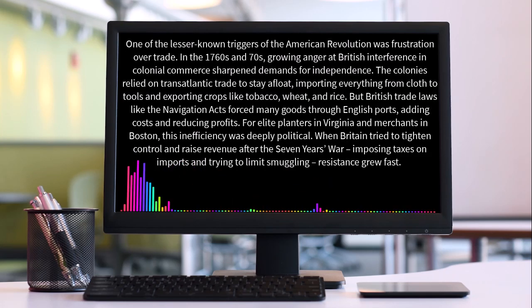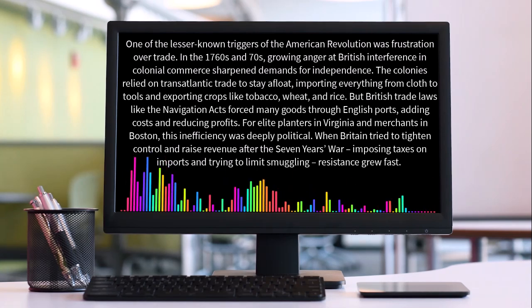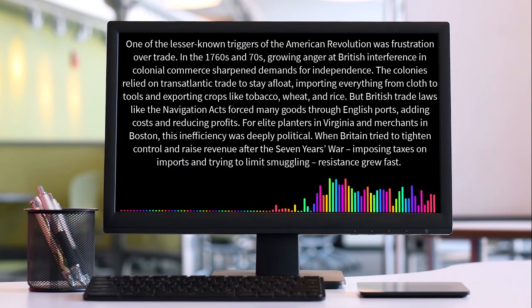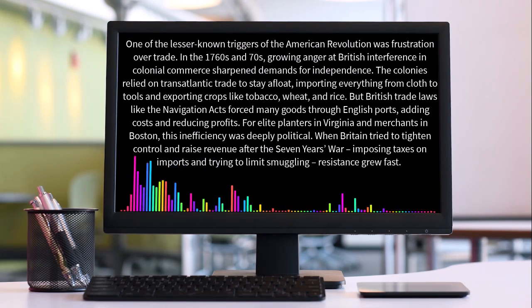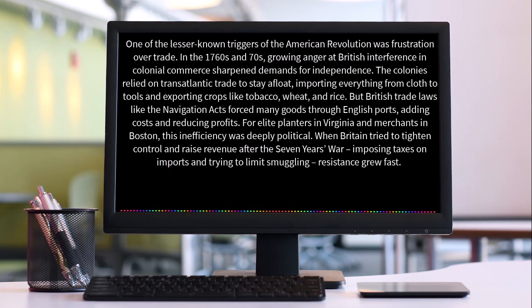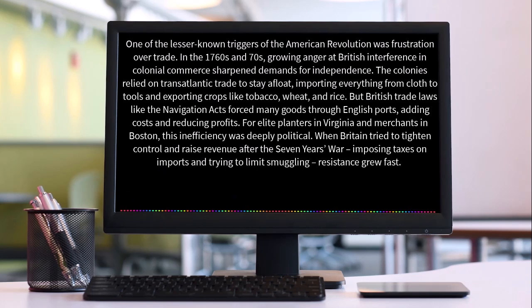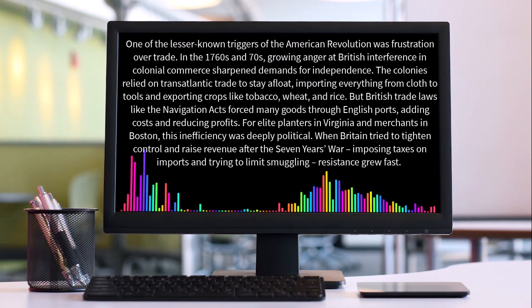Economic interests sparked American independence. One of the lesser-known triggers of the American Revolution was frustration over trade. In the 1760s and 70s, growing anger at British interference in colonial commerce sharpened demands for independence. The colonies relied on transatlantic trade to stay afloat, importing everything from cloth to tools and exporting crops like tobacco, wheat, and rice. But British trade laws like the Navigation Acts forced many goods through English ports, adding costs and reducing profits. For elite planters in Virginia and merchants in Boston, this inefficiency was deeply political.